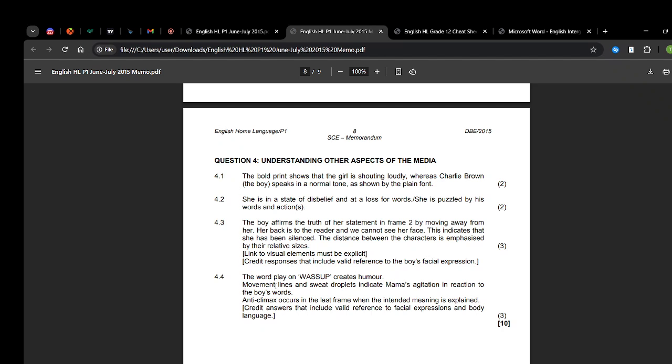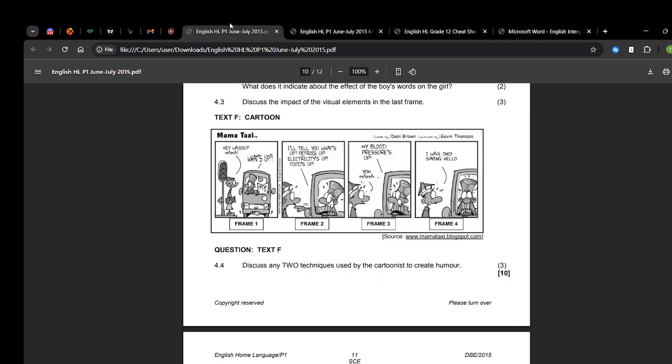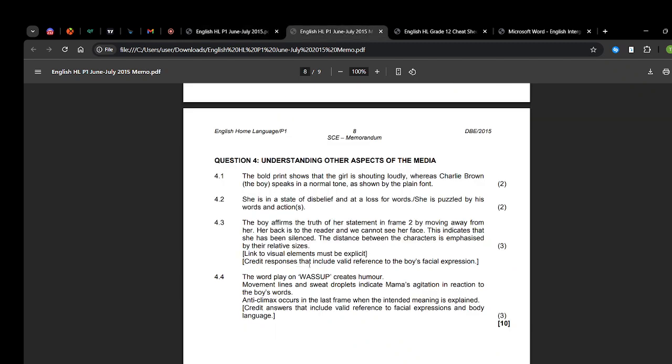Then it says movement lines and sweat droplets indicate mama's agitation in reaction to the boy's words. Remember what I said. The boy doesn't respond in the same way. Her sweat shows that she's angry, but the boy's eyes open up and it shows that he's not responding to the way she's angry. So to answer your question, it looks like they give three different points from the four frames.